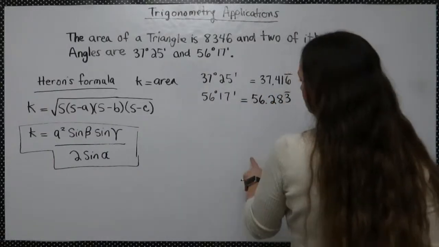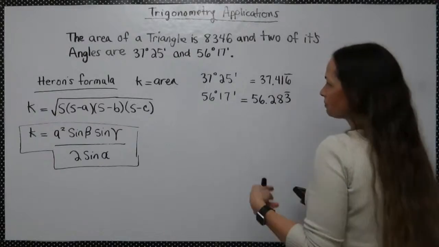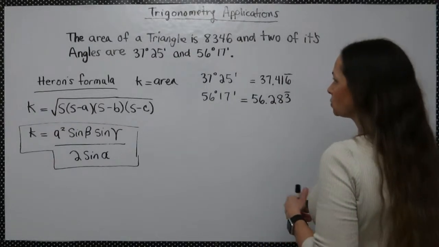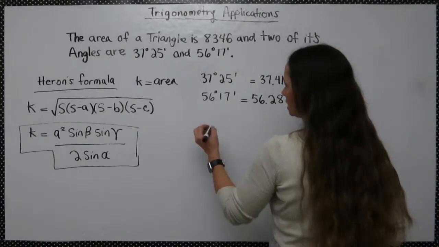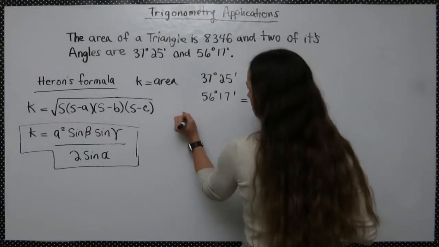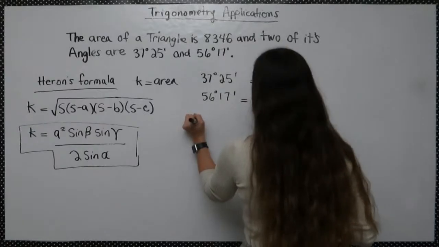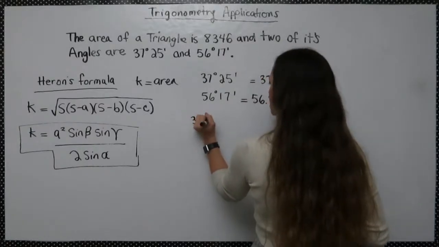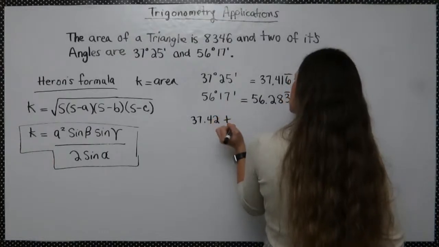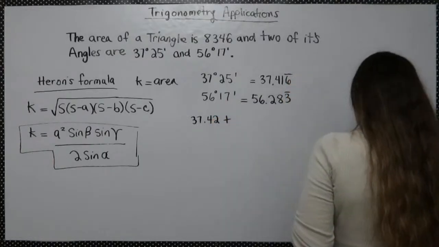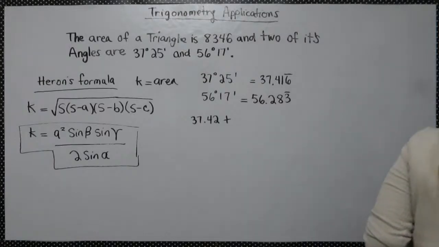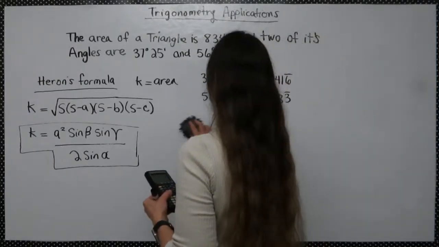And then we're going to use the fact that all three angles add up to 180 degrees in the triangle. Hang on a second, I don't want to do that. We're going to get exact, so we're going to go ahead and add these.